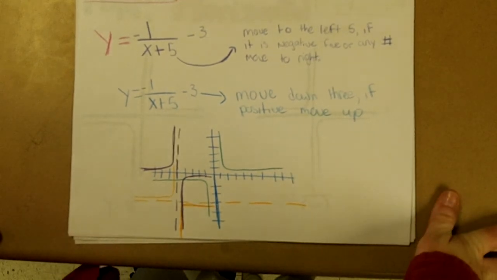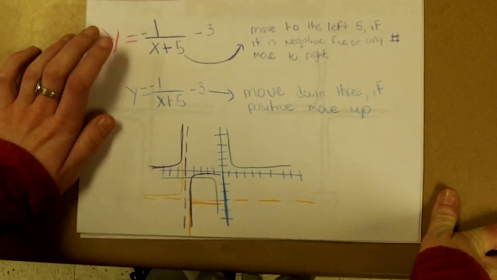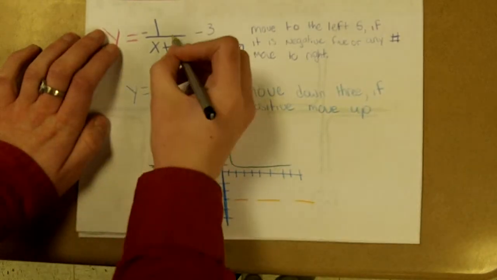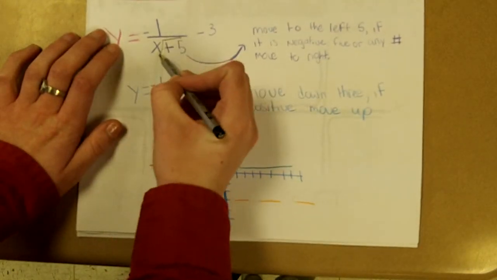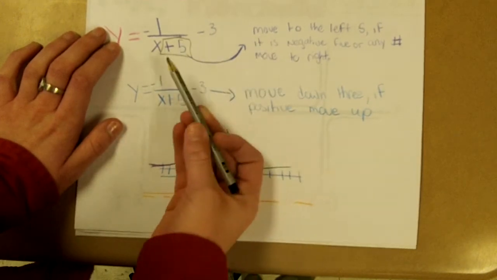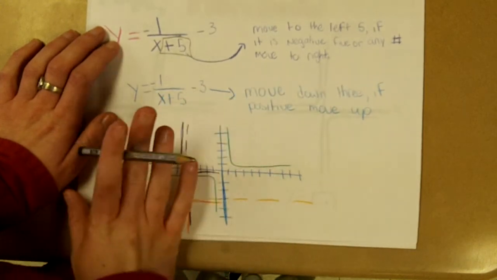Translations. So as you see here, this is negative 1 over x plus 5 minus 3. To move to the left, you're going to put x plus 5, and it's the opposite. So if it's plus 5, it goes to the left, which is negative. And if it's minus 5, it goes to the right, which is positive.